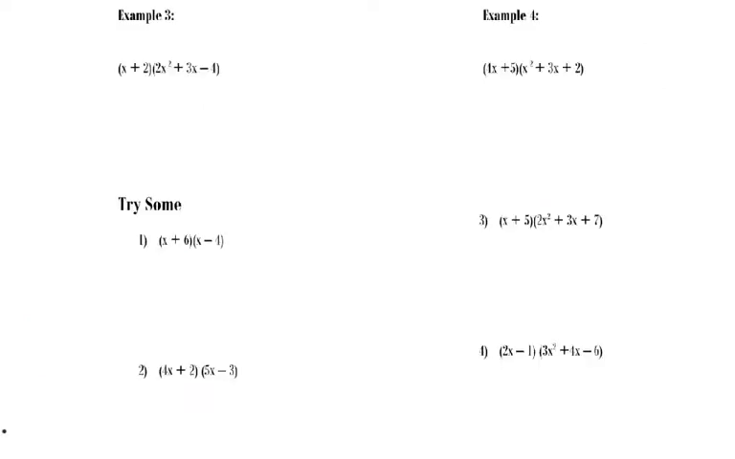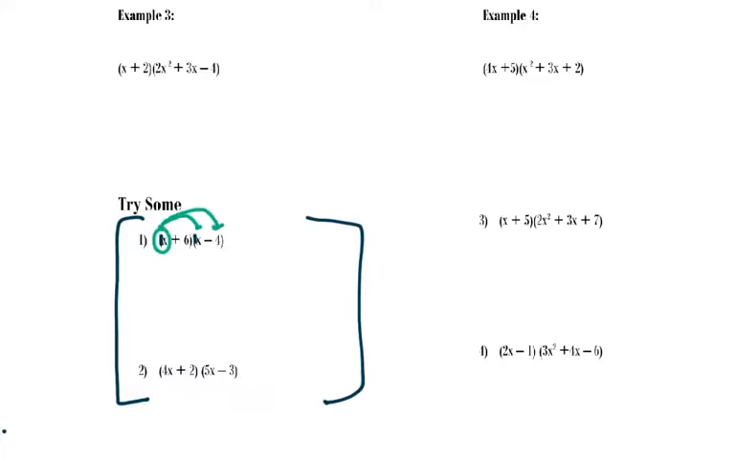So go ahead and try numbers 1 and 2 in the practice. You're just doing numbers 1 and 2. Take a minute. Try number 1. You can put invisible ones there to help you. 1 times 1 is 1. X and x is x squared. 1x squared.